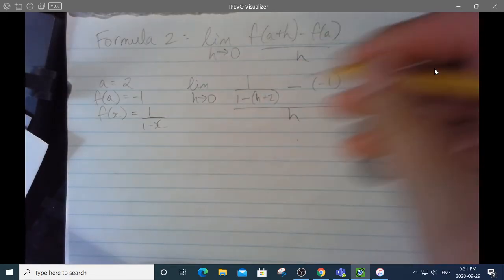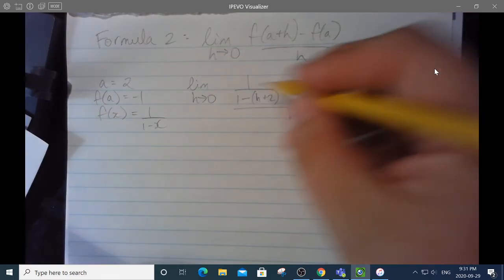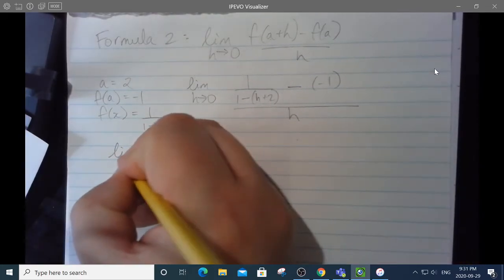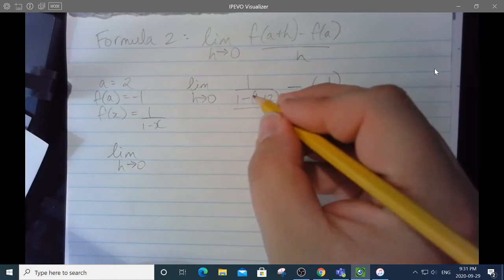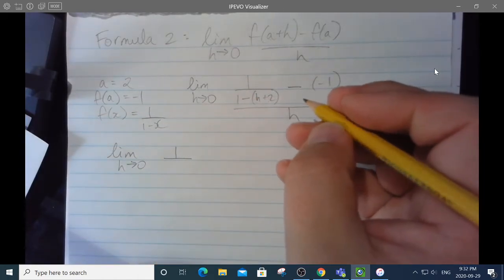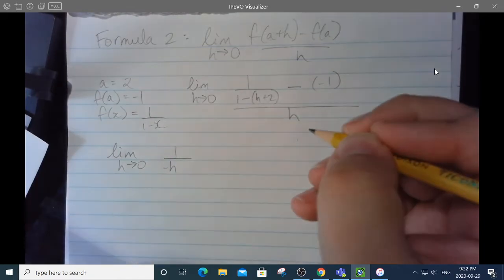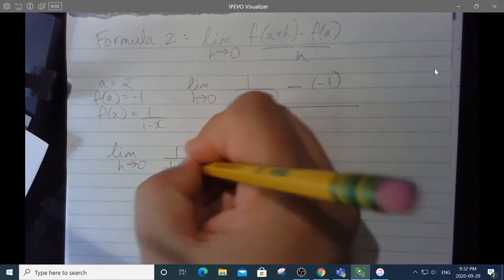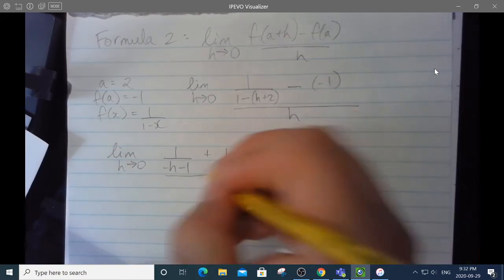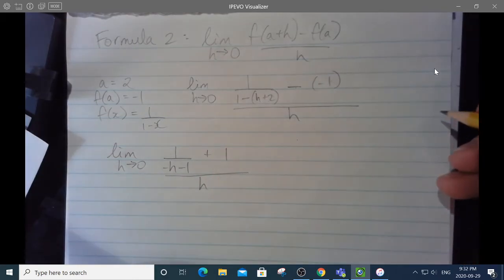Okay, what am I going to do with this mess? Well, once again, I can tidy this up a little bit. I can get rid of that bracket there by just going 1 minus h minus 2, which is 1 over -h minus 1. And then minus -1 is just plus 1, so I'll just simplify that a bit.